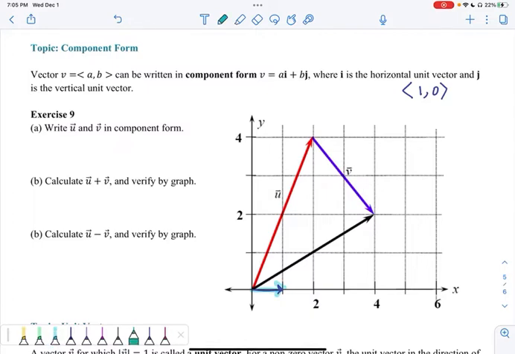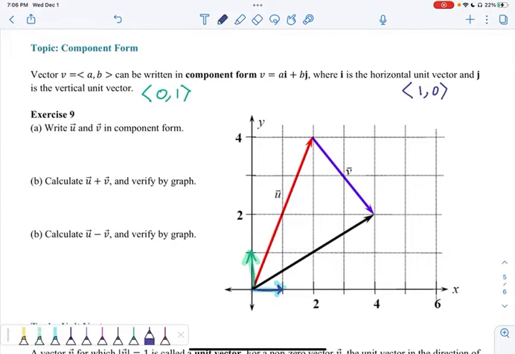And the other one is j, the vertical unit vector. So that would look like 0, 1. That one would be right here. Both of these have a length of 1, and they're either going exactly horizontal or exactly vertical. And so component form is expressing some vector as some scalar multiplication of i plus some scalar multiplication of j, the vertical unit vector. So let's look at this in practice.